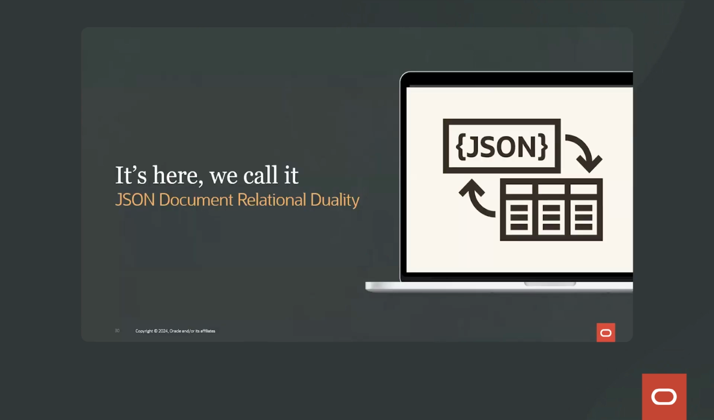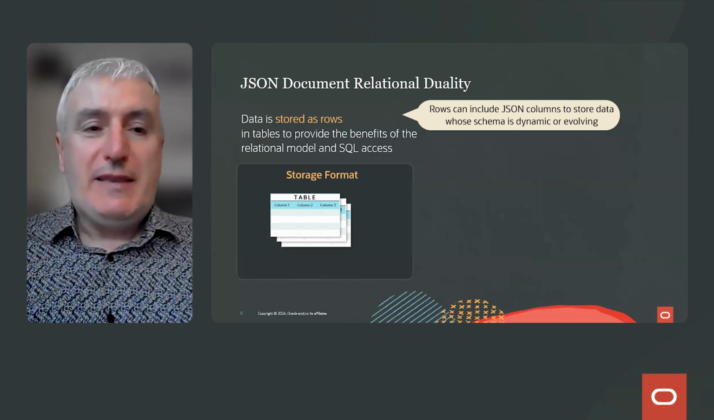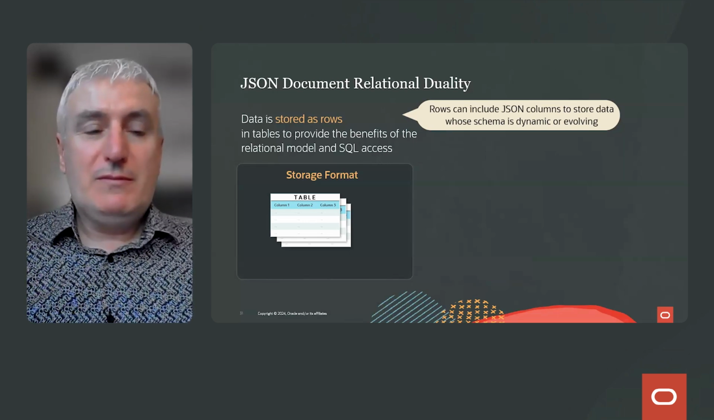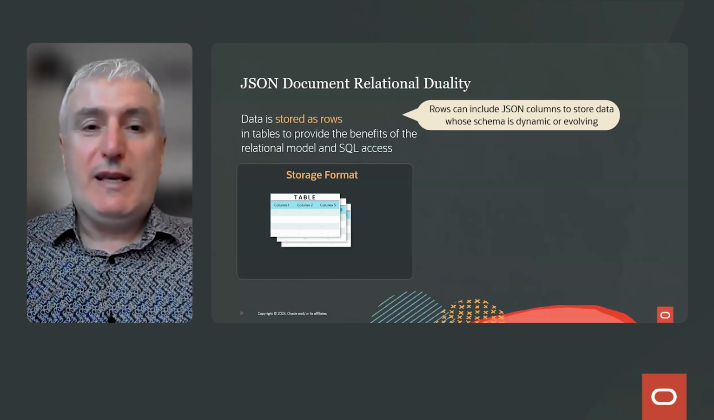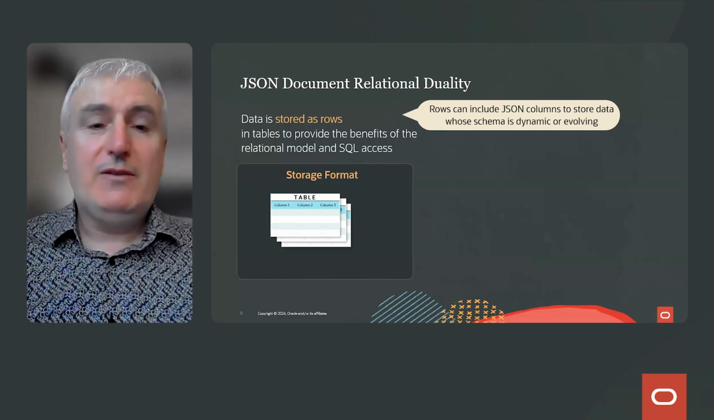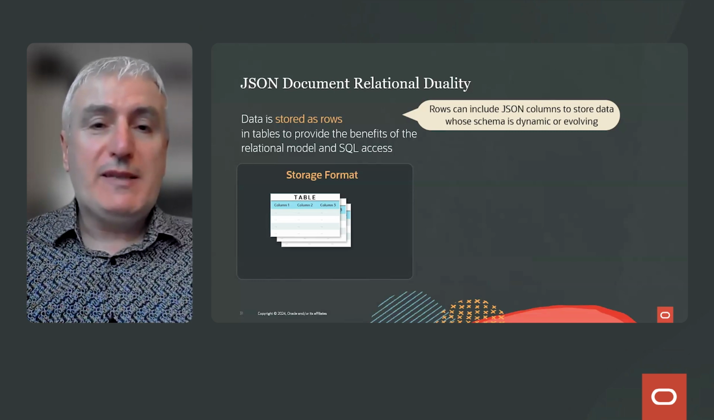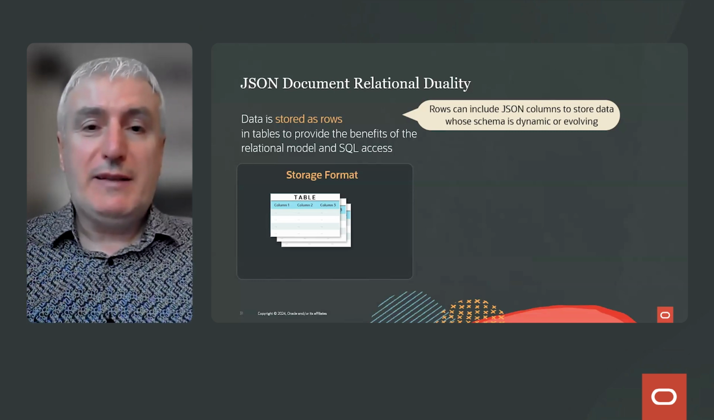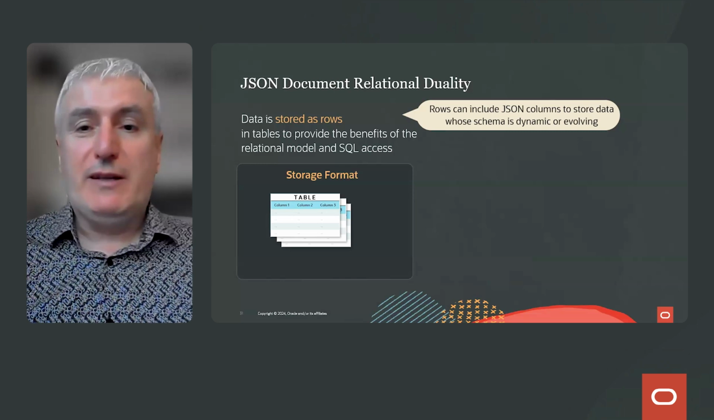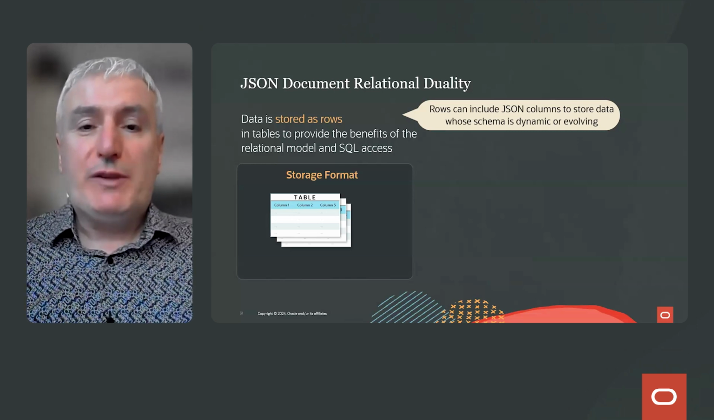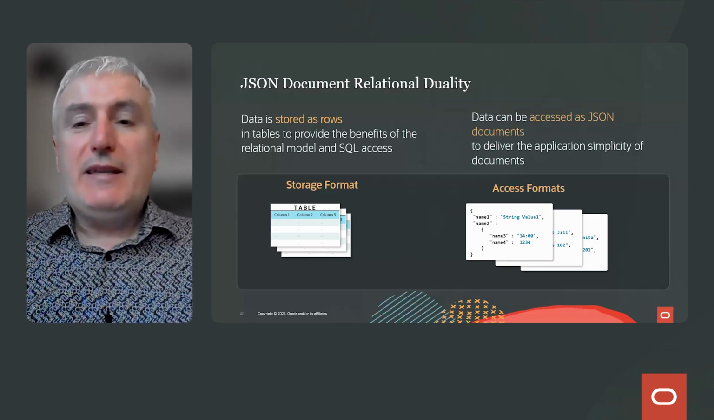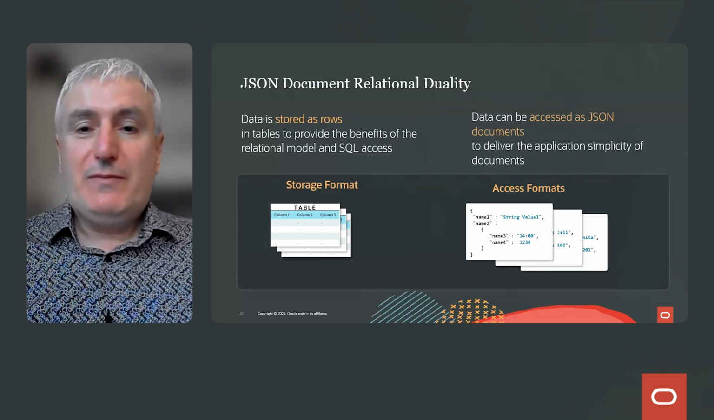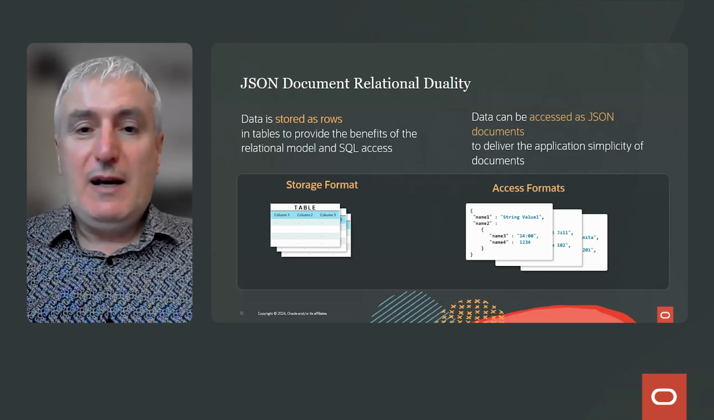Well, it is here. And we call it JSON Document Relational Duality. With JSON Document Relational Duality, data is stored as rows in tables. And it can provide the benefits of the relational model and SQL access, meaning that we can run complex SQL for reporting and analytics. On top of that, rows can include JSON columns, which will store data whose schema is dynamic or evolving. And data can be accessed as JSON documents to deliver the simplicity of the documents.